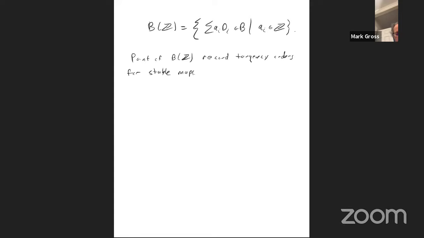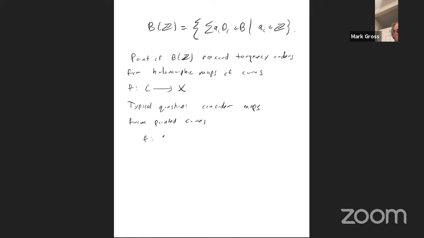for stable maps. I haven't actually used the word stable map, so maybe I should say holomorphic maps of curves f from C into X. Typically one is interested in these kinds of enumerative curve counting problems when one is interested in pointed curves. So a typical question: consider maps from pointed curves. That's just a curve with some collection of distinct points x_1 through x_n in C.